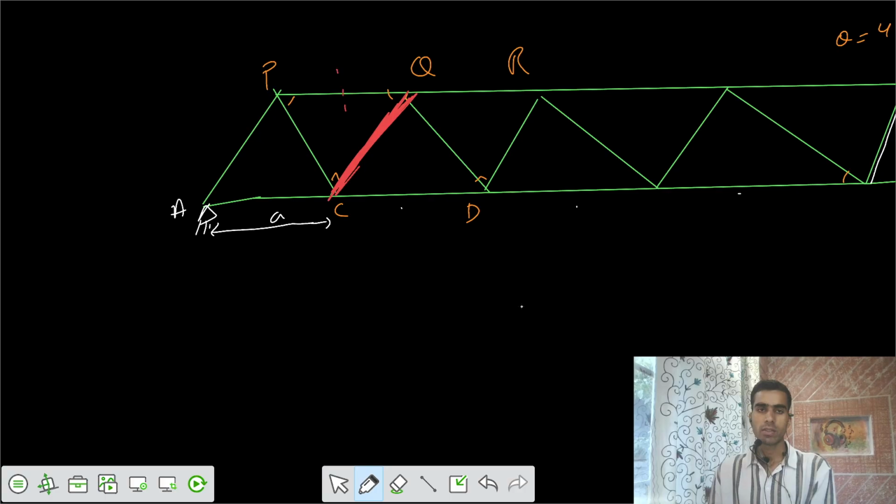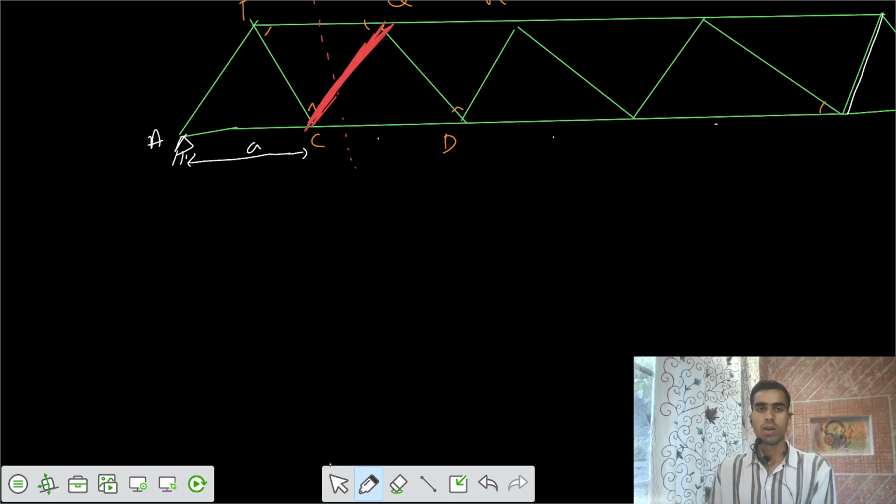Let's cut the section in this way. Let's cut this section now. I would say you have this triangle. After that, you have some force here, one more force here, and one more force here. So what condition can you apply for this one?